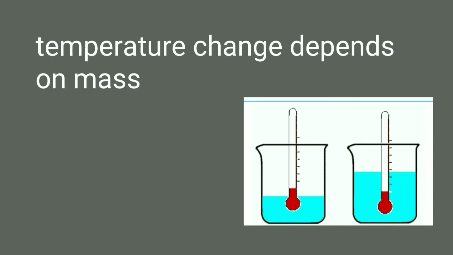The first factor is mass. If we try to heat up both of these beakers on the same hot plate or stove, obviously the beaker with less mass will change temperature faster than the beaker with more mass.